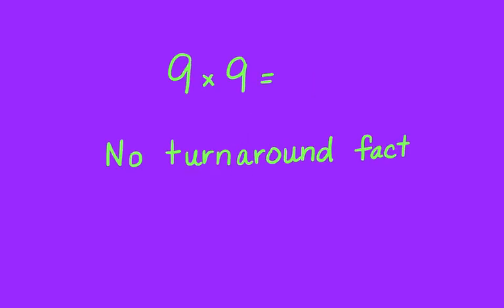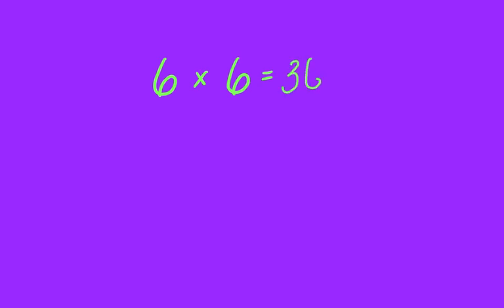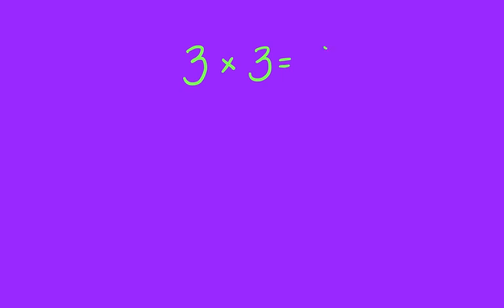9 times 9 does not have a turnaround fact because if we turn 9 times 9 around, we get 9 times 9. And 9 times 9 is 81. 8 times 8 is 64. 6 times 6 is 36. 3 times 3 is 9.